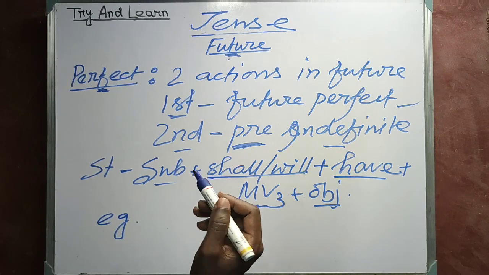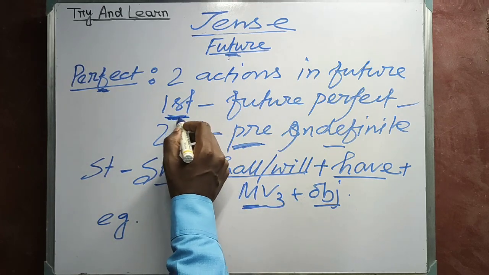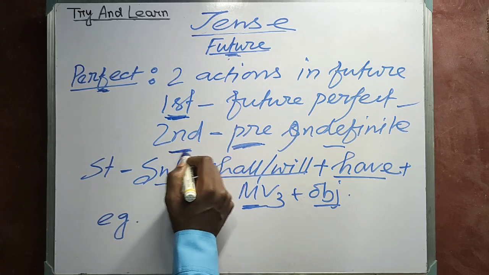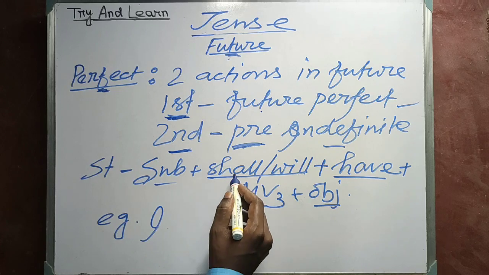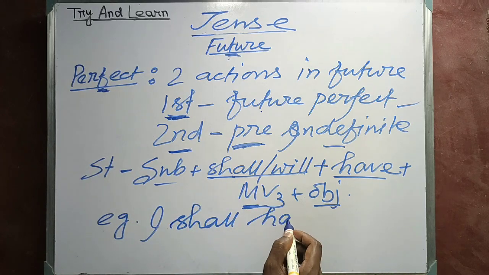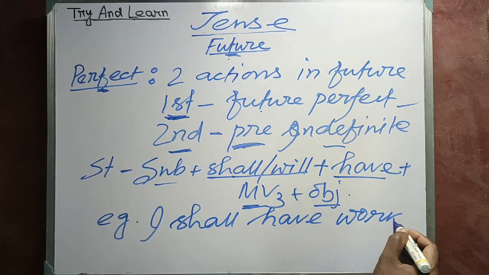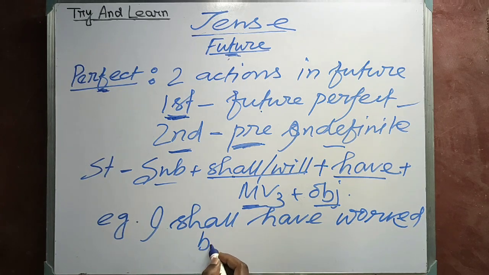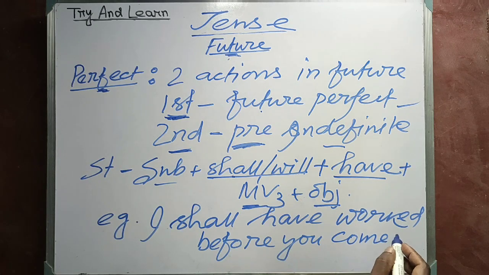Let's see one example. Suppose my work and your arrival. The first action is my work and the second is your arrival. That means the first one will be future perfect. I shall have worked, V3, before you come, present indefinite. I shall have worked before you come.